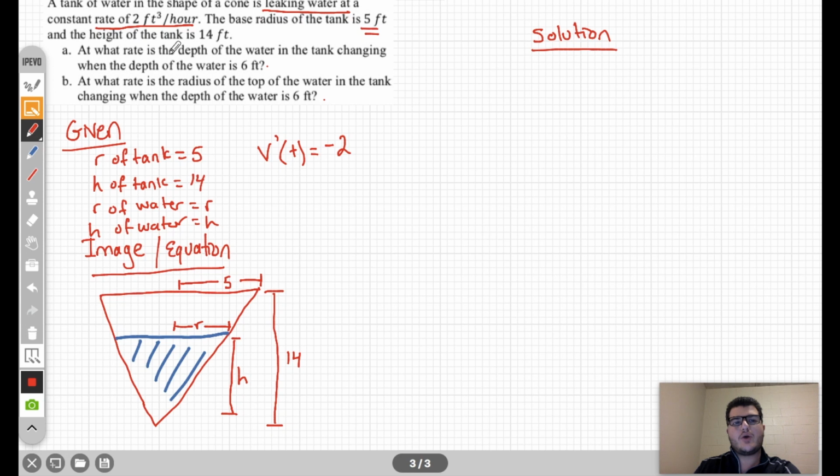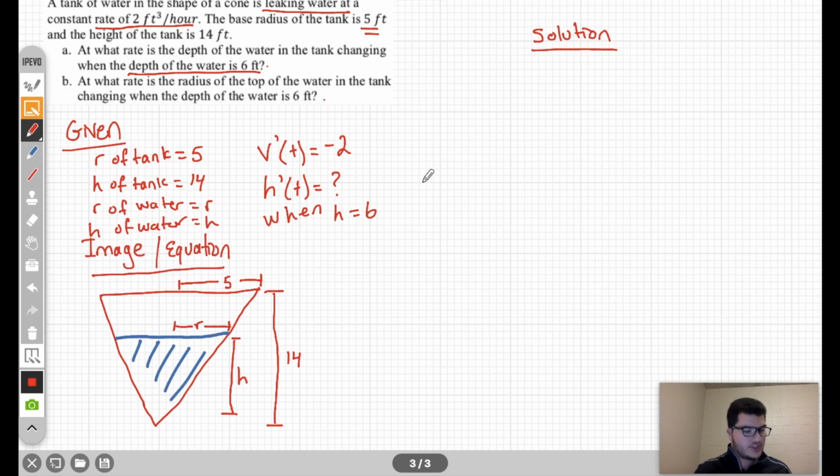And they want to know at what rate the depth of the water in the tank is changing. So the depth of the water is associated with h prime equals, we don't know, when h is equal to 6. So we want to know h prime when the depth of the water is equal to 6.